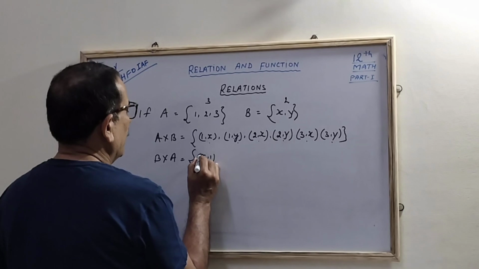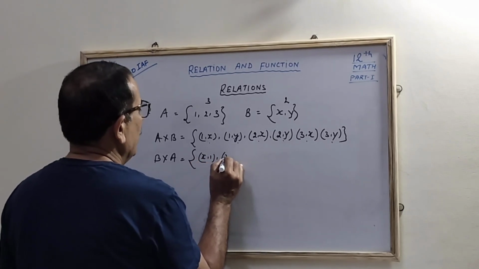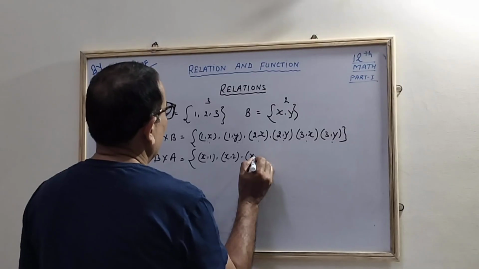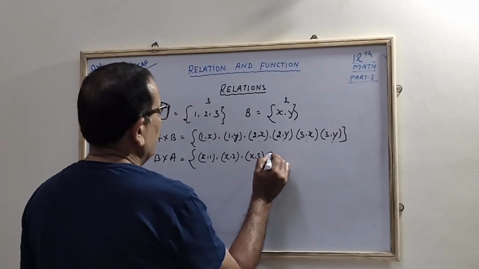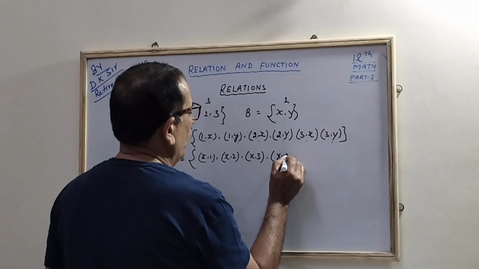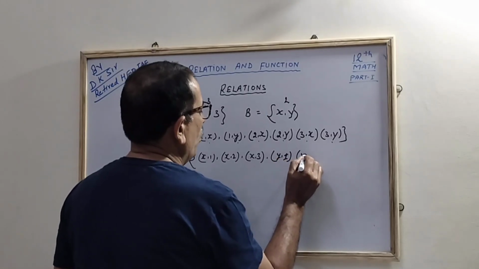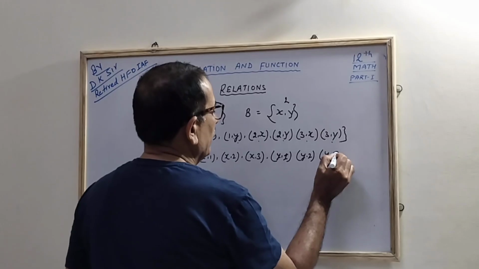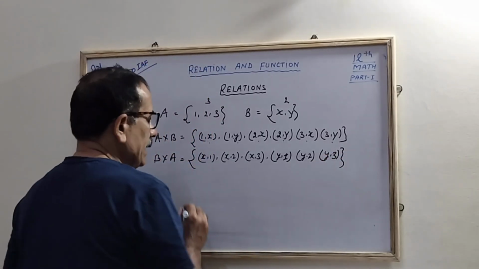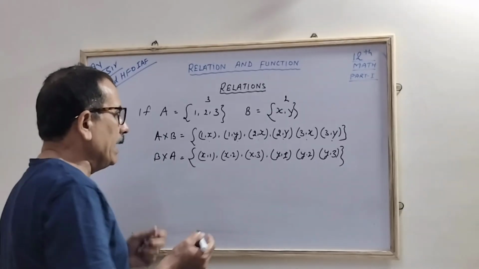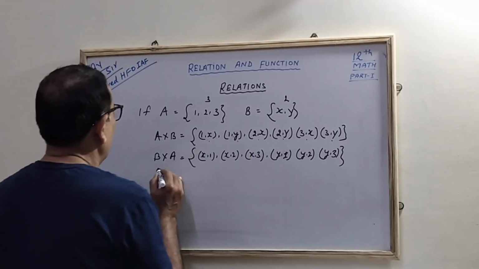B × A will be (x, 1), (x, 2), (x, 3), then (y, 1), (y, 2) and (y, 3). This will be the Cartesian product B × A, and this also will have 6 elements.